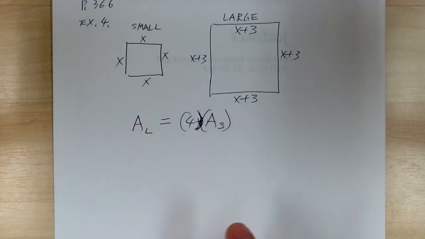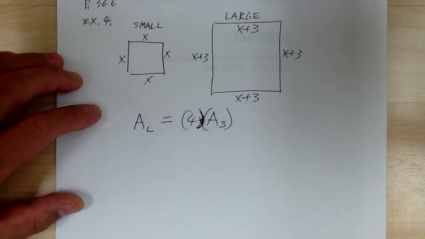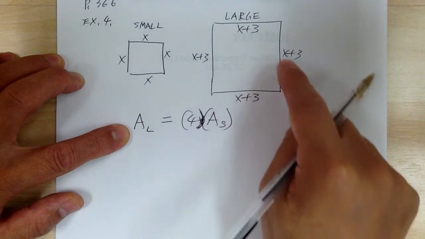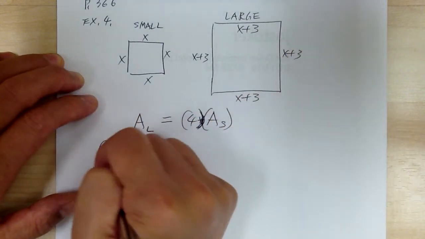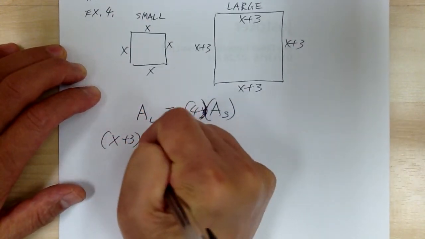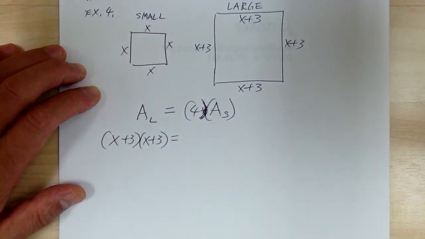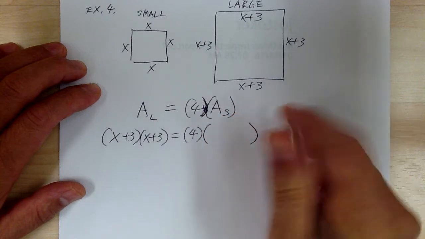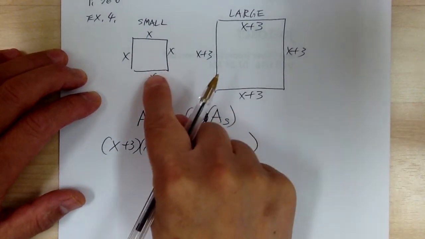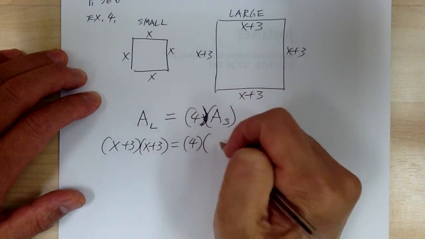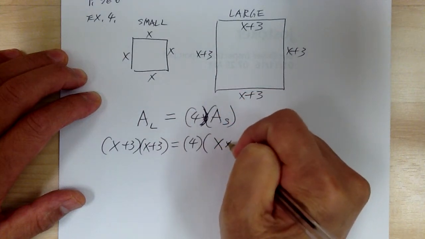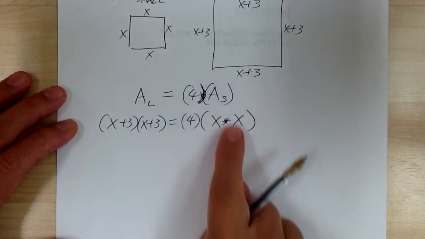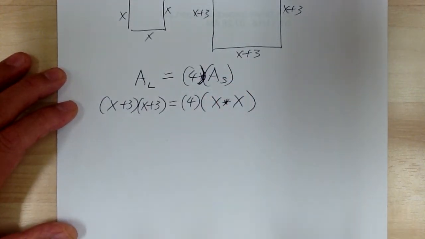So now you're going to start putting variables or numbers in there. The area of the large square, so you have to look at the large square. Area of the square is side times side, so this would be x plus 3 times x plus 3. You need to do it step by step to help you think it through. Equal to 4 times the area of the small square. Area of the small square is x times x. So that is your substitution. So now you have to work it out.